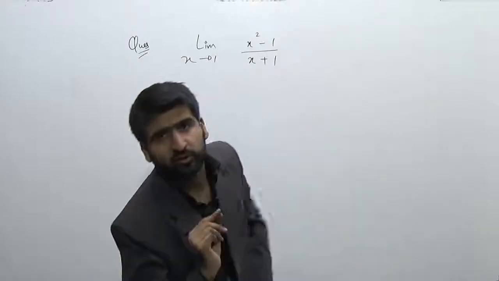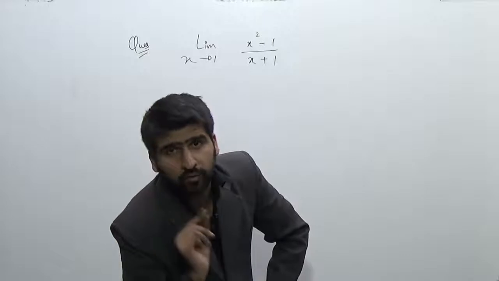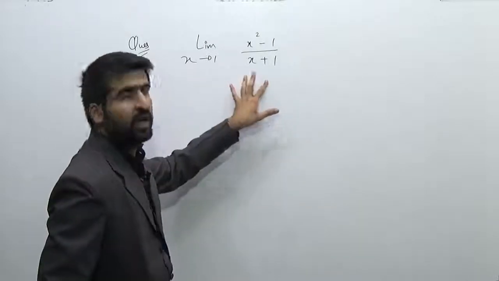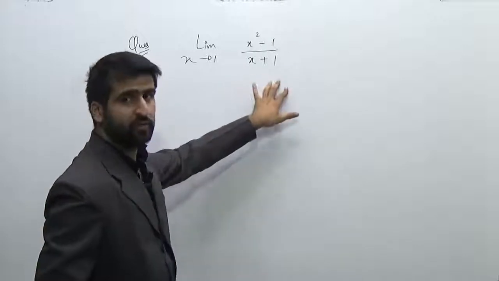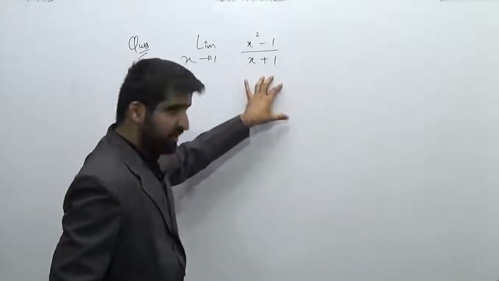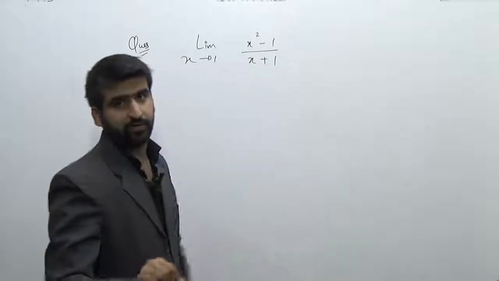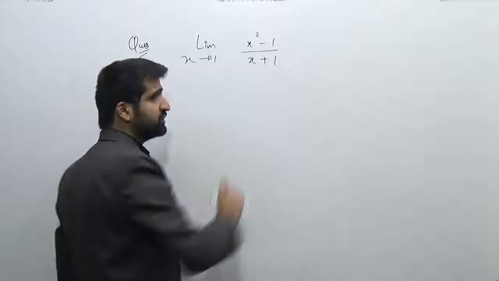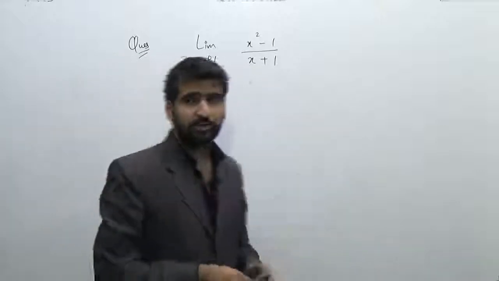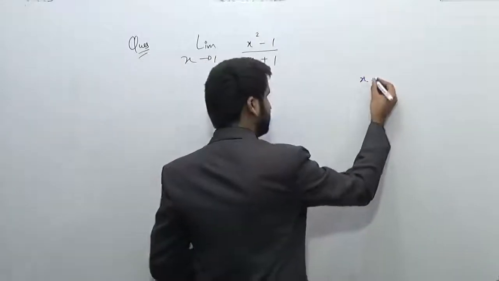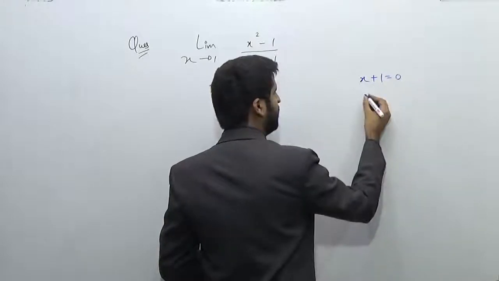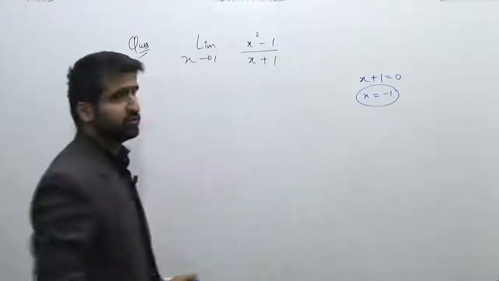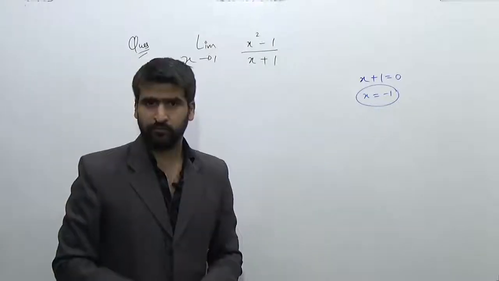What do I mean by breaking of this function? What I want to say from breaking is at what value of x the value of this function is coming out to be not defined. Now the value of this function is not defined when the denominator is equal to 0, and this denominator is coming out to be 0 when x plus 1 is equal to 0, or when x is equal to minus 1. So at point x is equal to minus 1 this function is breaking, right?